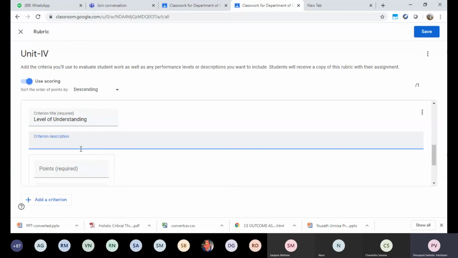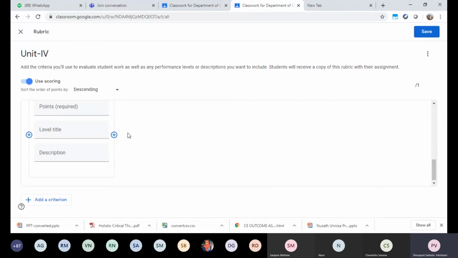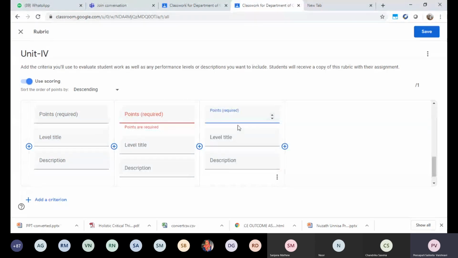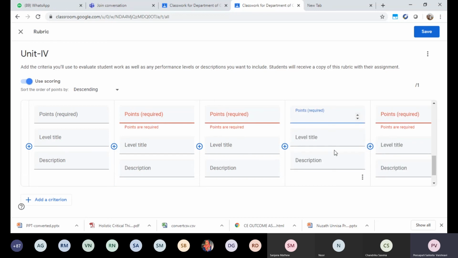Then I can describe my level of understanding here. Then I can again grade it into levels: Level 1, Level 2, Level 3. Here I can give the points for that, and I can give my level title. I hope all of you remember your quality parameters. Here you can give your quality parameters. If I want to go for 5 quality parameters, then I can add 5. Then individually I will describe. Description is what we have seen, the descriptor. The performance descriptor shall go in here. So this is how I add my rubric.